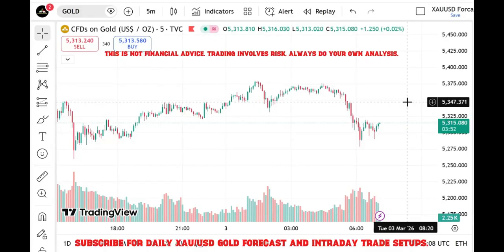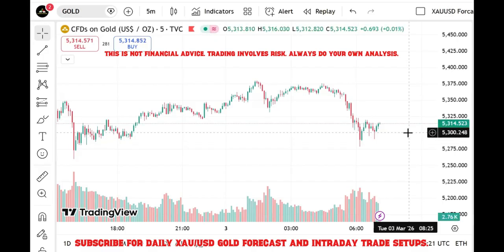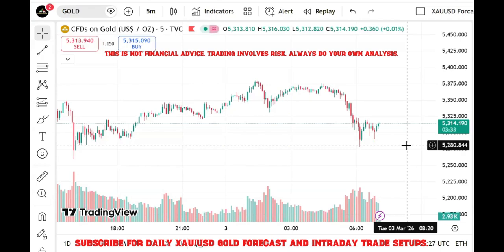So my entry would be around 5,340 to 50. My stop loss would be 5,375. My target one would be 5,300. My target 2 would be 5,278. My target 3 would be 5,250.